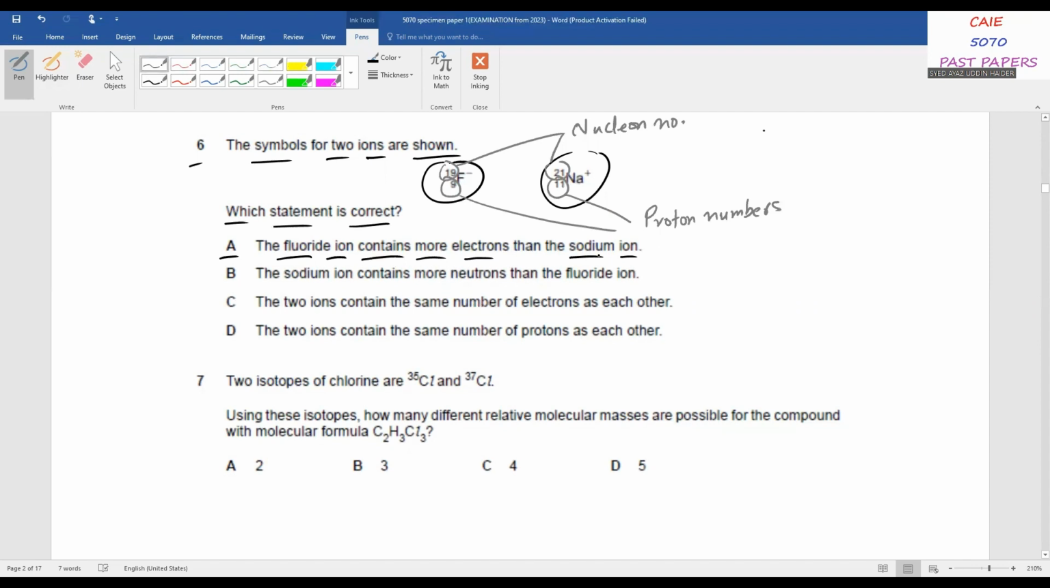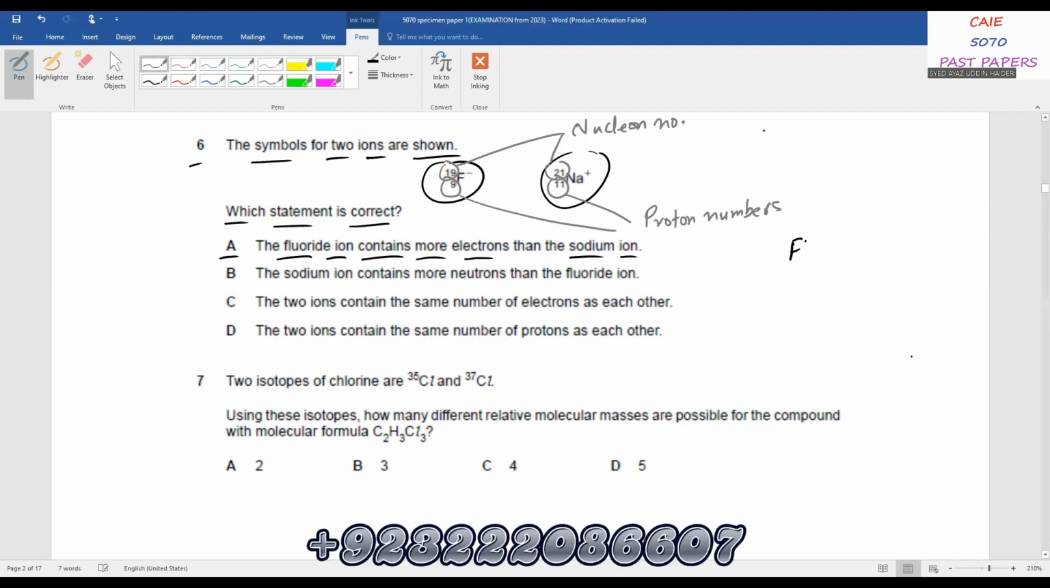Look at the charge on fluoride ion. It is minus, which means it has one extra electron. The proton number of F minus is 9, and minus means it has gained one more electron. So total number of electrons for F minus will be 9 plus 1 is equal to 10.